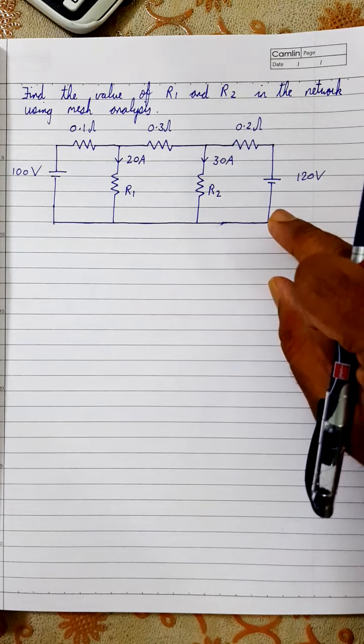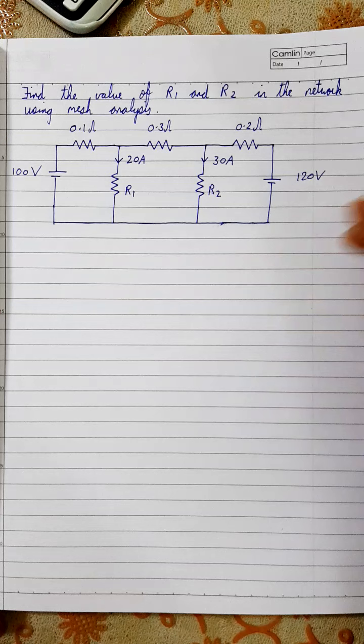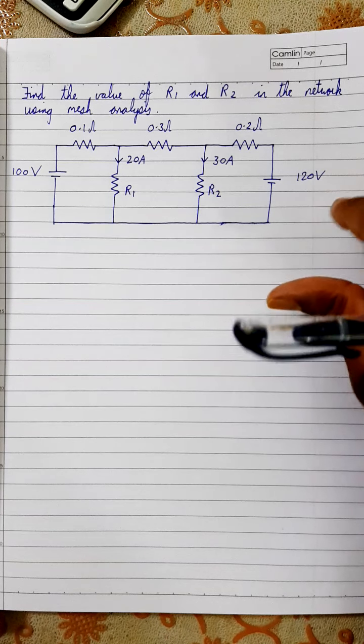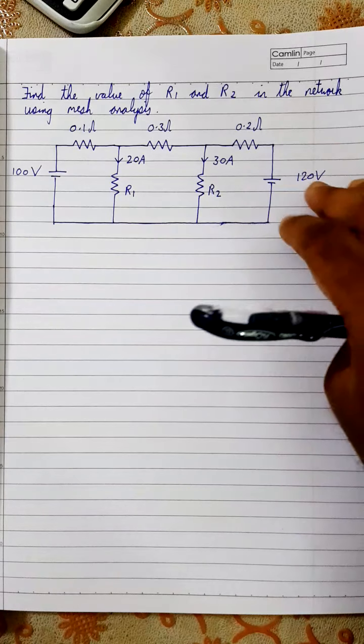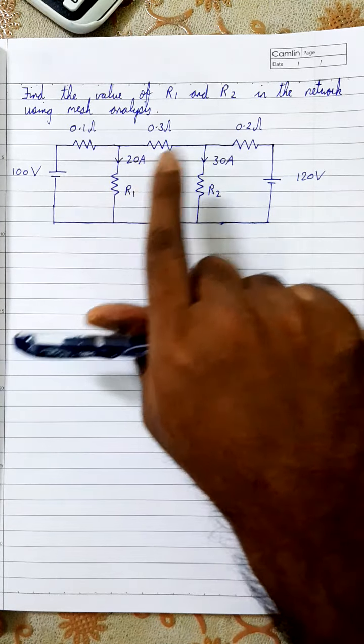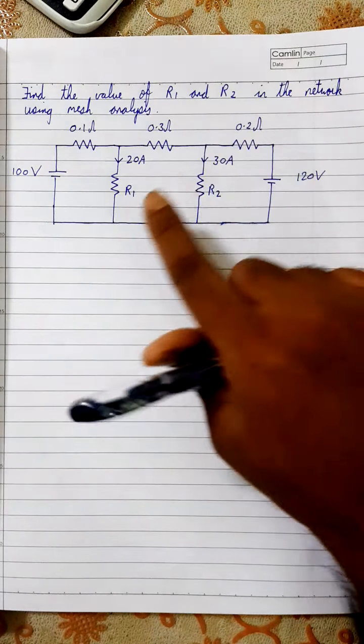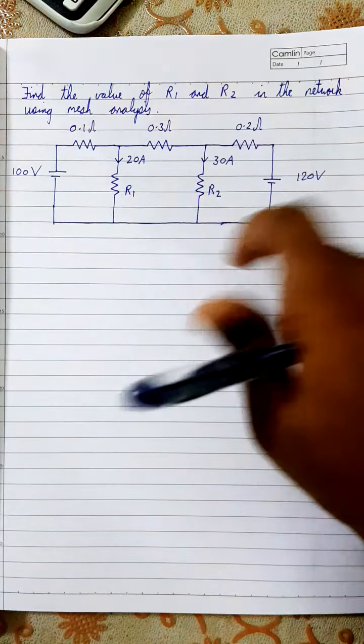So there are different ways of approaching this problem, okay? I suggest all of you to pause this video and try to solve this question by yourself, all right? Apply Kirchhoff's voltage law to each and every one of these meshes and then try to find the value of R1 and R2, okay?